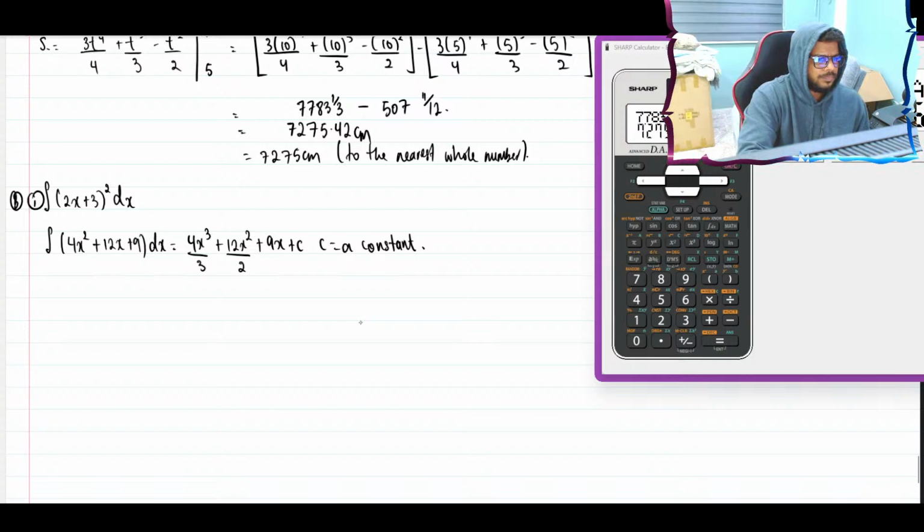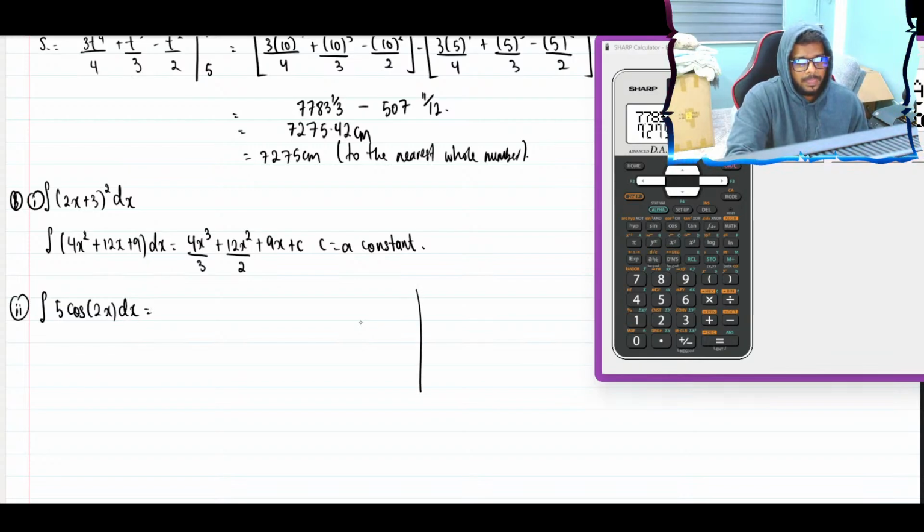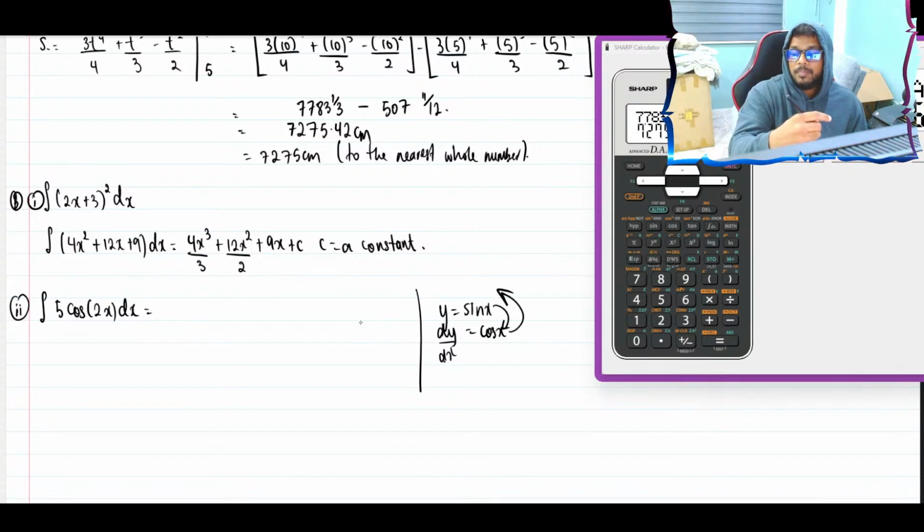For this part, I could just write on the question. The integral of 5 cosine 2x dx. In my working column, I have y is equal to sine x, so dy dx is cosine x. When I differentiate sine, I get cosine. When I integrate cosine, I will get back positive sine. So I'll get 5 sine 2x, and I have to divide by the differential of the brackets, which is 2. I'll put plus k, where k is a constant.